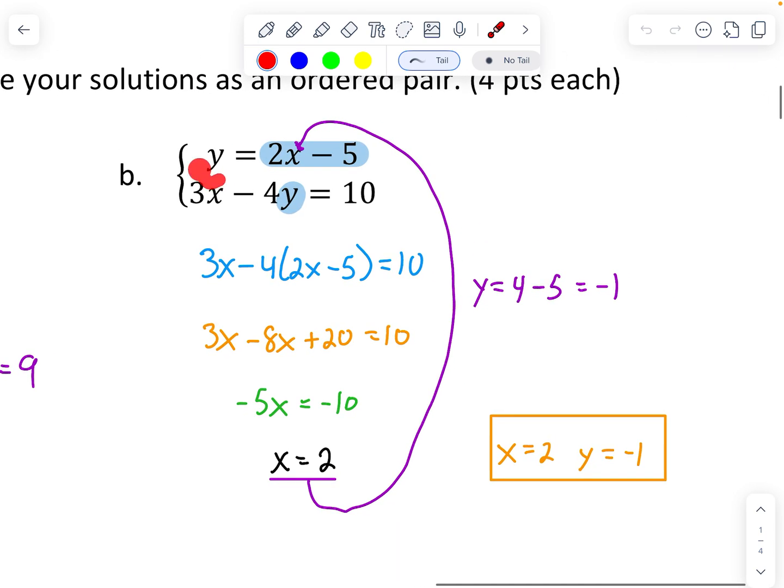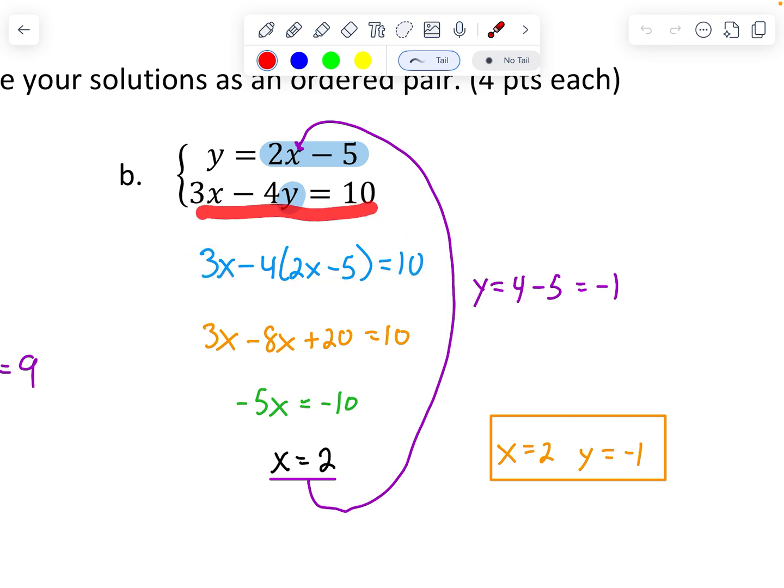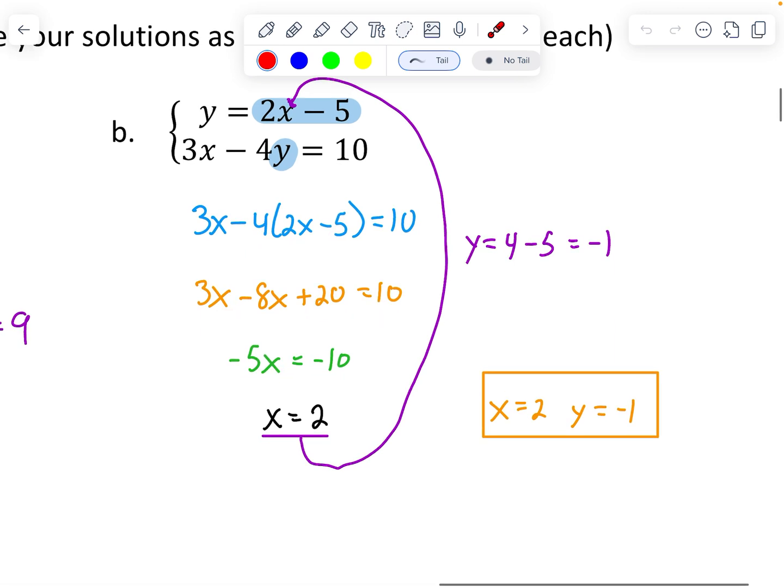On B, since there's already a variable by itself, like y equals something, or it could be x equals something, then it's already set up for substitution. So I took 2x minus 5 and plugged it in for that y right there, which is what you see right here. So this blue equation is the bottom equation, except instead of this y right here, I've plugged in 2x minus 5. Then distribute. Make sure when you distribute -4, so it becomes -8x plus 20. And then I combine like terms, subtract the 20 from both sides. So I did that in one step, and then find x.